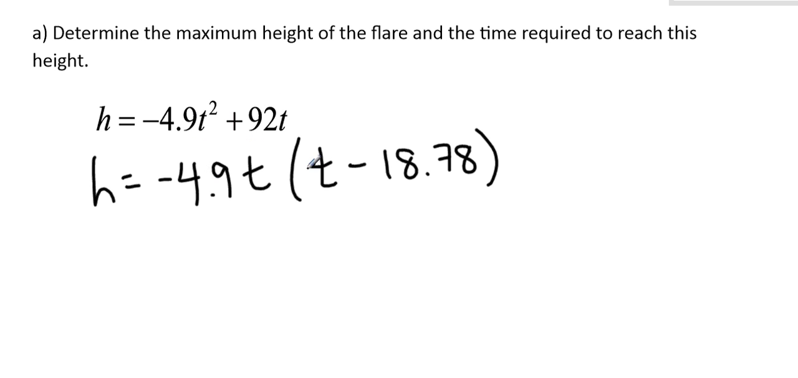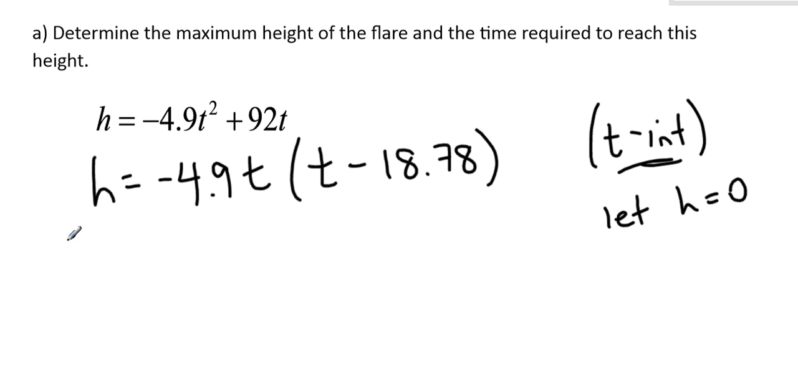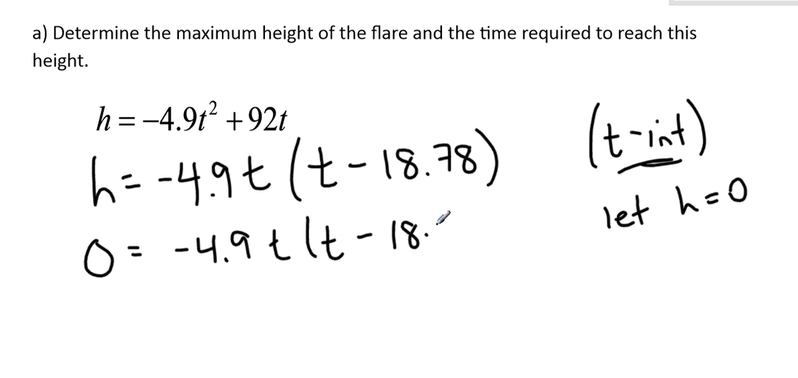And now what I want is to be able to find the roots. So another name for the roots is the x-intercepts, or in this case, the t-intercepts. And to find t-intercepts, you let the h equal 0. So we're going to let h equal 0 in our factored expression, and then we're going to solve for t.